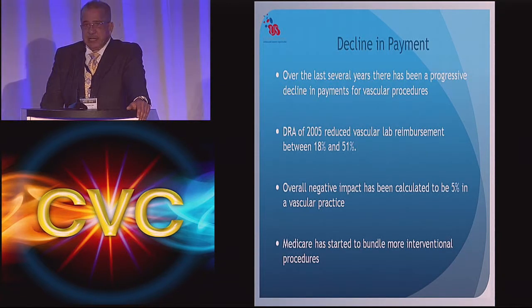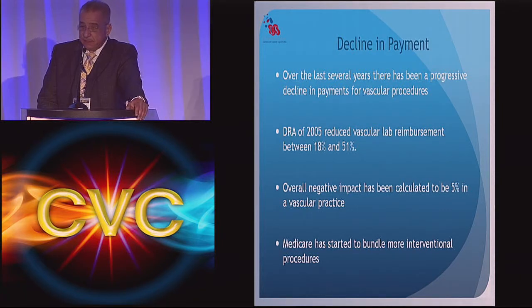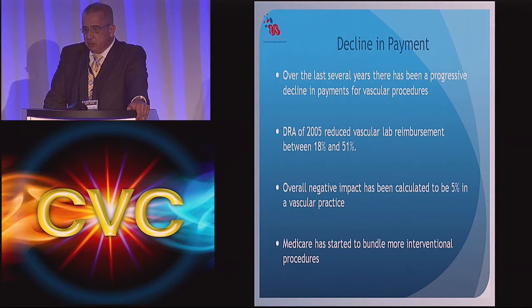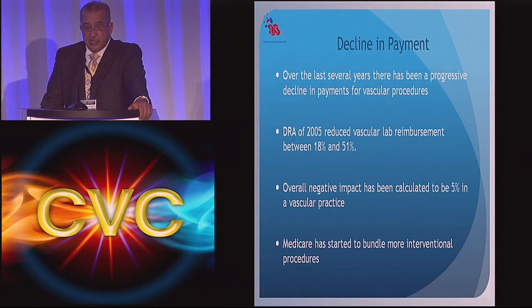Now, we've observed a decline in payments recently. Over the last several years, there has been a progressive decline in payment for vascular procedures. The Deficit Reduction Act of 2005 kicked it off, where, especially in cardiovascular, we took a major hit. The lab reimbursement came down about 18 to 51%. And last year, at this meeting, actually, Medicare proposed pay cuts of up to 50% again. But we developed the OEIS society after that and thwarted all their efforts. We reduced these numbers to about 5 to 6%. They're even lower for dialysis access.